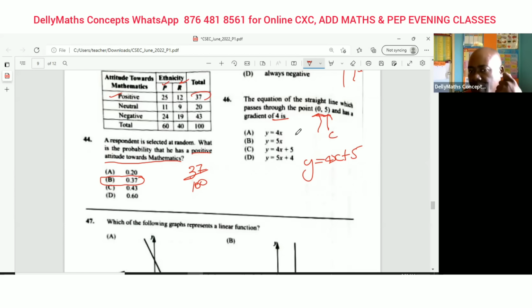47. Which of the following graphs represent a linear function? A linear function means a straight line. A is a curve. That's a curve. And this is a straight line, which is actually a perpendicular line, so you won't be able to get the gradient of that. So that is the answer.